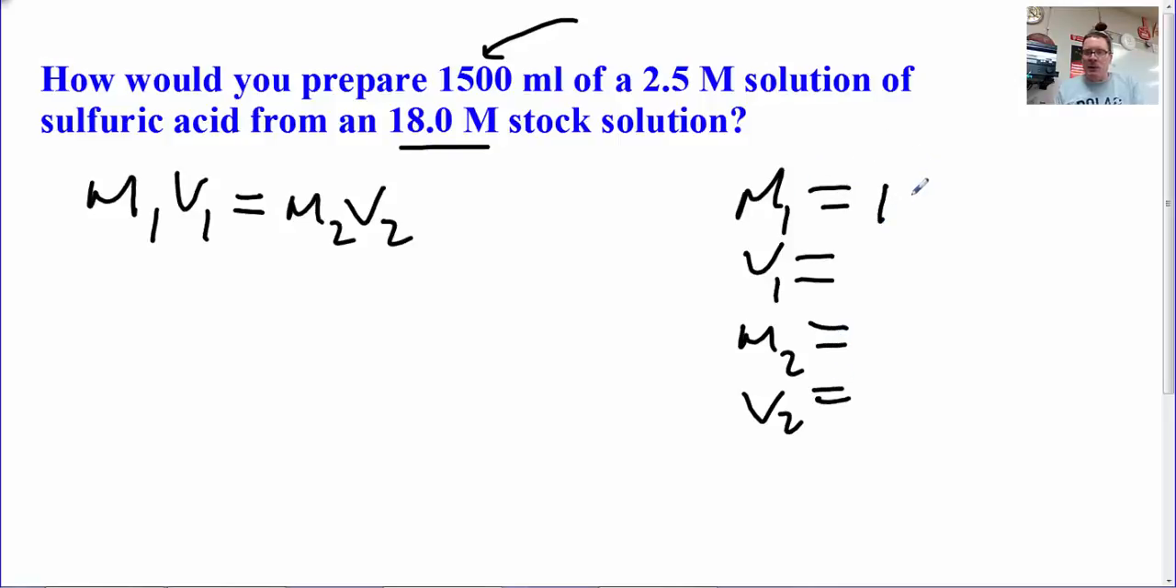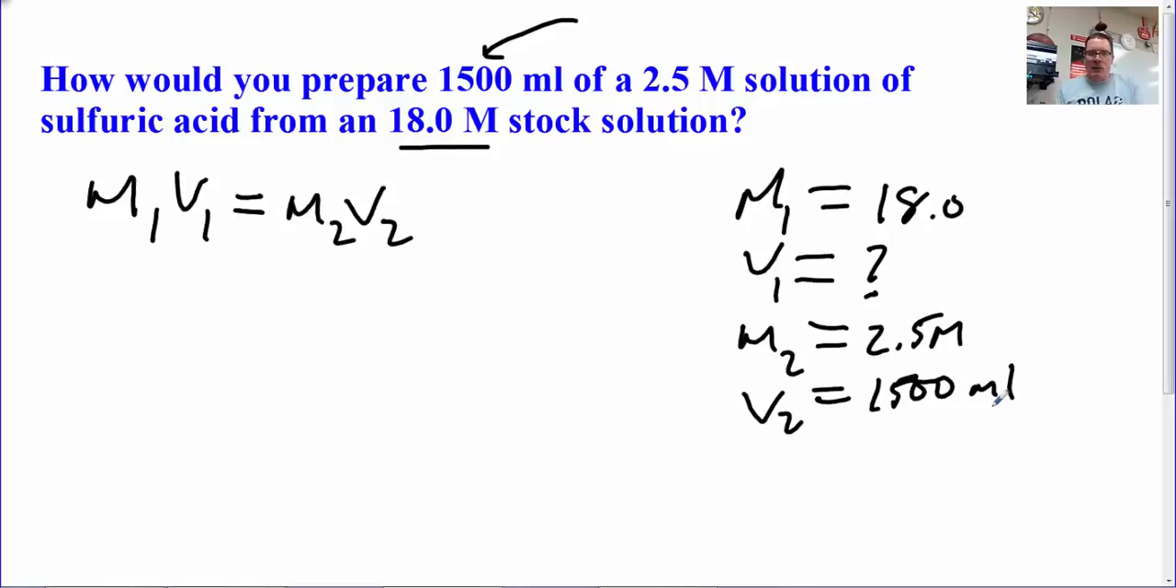So what do we know? We know we're starting at 18 molar. We do not know this volume. That's one of our questions. How much strong stuff do I need to take out of the jar and put in a beaker? We do know we want to get it to 2.5 molar. And we do know that our final volume with water is going to be 1,500 milliliters at the end.